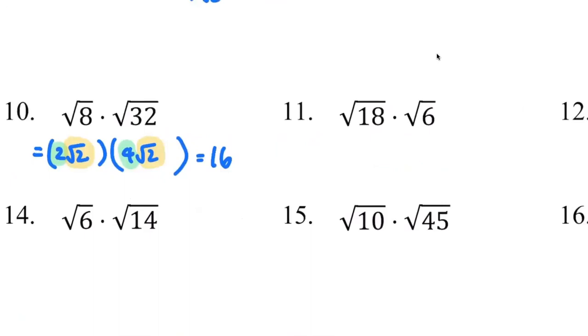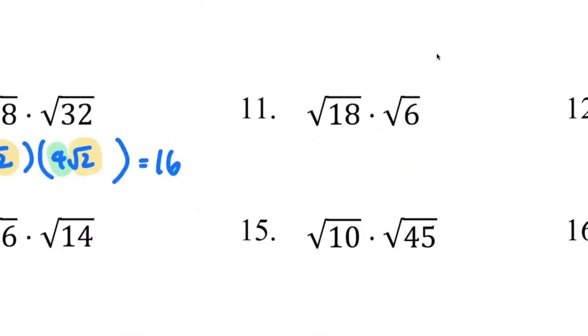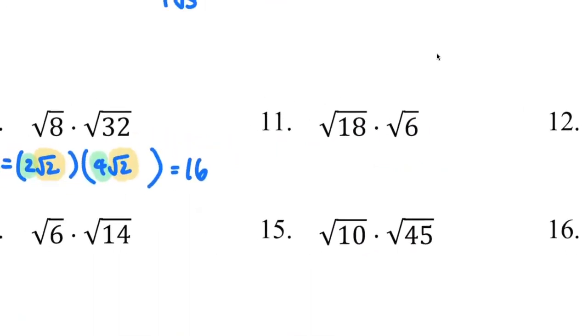Now let's go through a few more examples, shall we? Let's think about square root of 18 and square root of 6. Square root of 18, we have seen it before, and that is 9 times 2. So that becomes 3 root 2, 3 root 2.